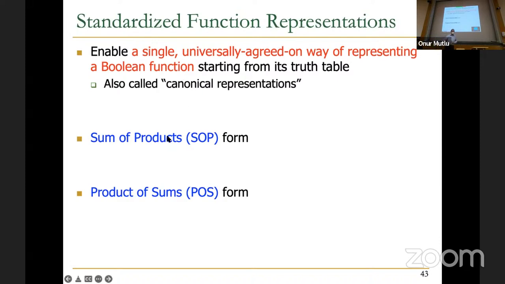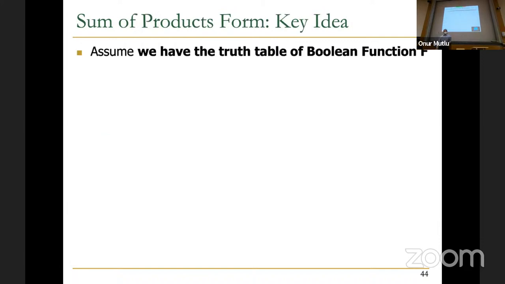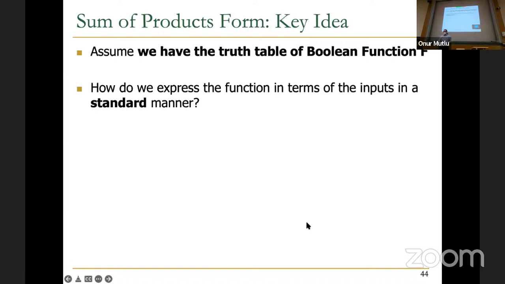If this doesn't make sense, you will see what that means later on. Okay, so the key idea is very simple, actually. Assume you have the truth table of a Boolean function f. Now I need to move this over here. How do you express the function in terms of the inputs in a standard manner? And that's the sum of products form, one of them.